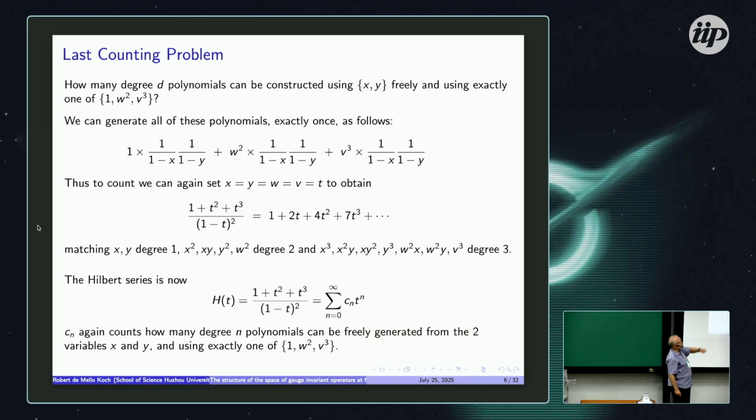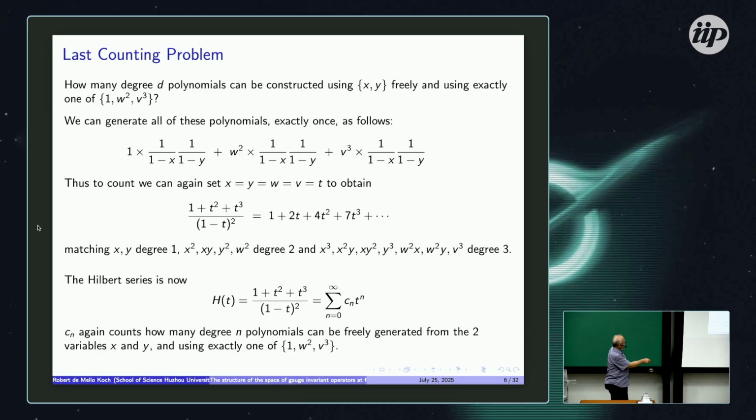So again, put all of the variables equal to t, and we'll get a Hilbert series that counts the number of polynomials we can make with those rules. So just to check that I'm not conning you, 7t cubed would tell us that there are 7 polynomials we can construct of degree 3. From the first term with the 1, what are the degree 3 polynomials? x cubed, x squared y, x y squared, y cubed. From the w term, there's going to be w squared x, w squared y, and from the last term with the v cubed times 1. So a total of 7. Good. That's that 7t cubed that we see sitting over there.